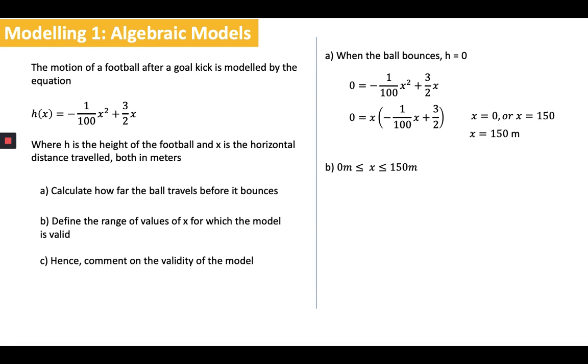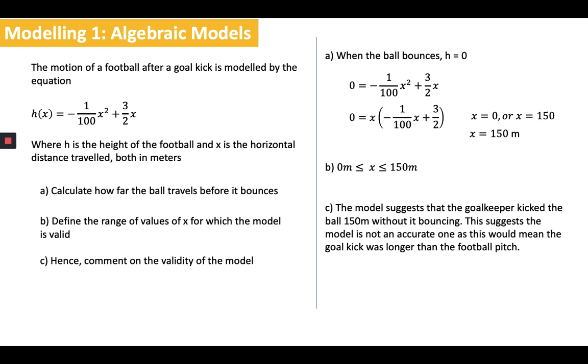Now, some of this can be difficult because it will depend on our own experience, but realistically, that seems improbable. 150 metres is a really, really long way. That is, in actual fact, longer than a football pitch. So our model suggests that a goalkeeper has kicked the ball about 1.5 times the length of a football pitch before it bounces, which suggests to us that actually the model is not an accurate one. And so we should potentially be rethinking how we model this particular motion.